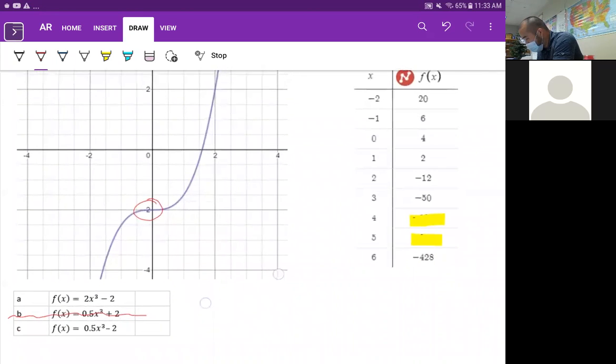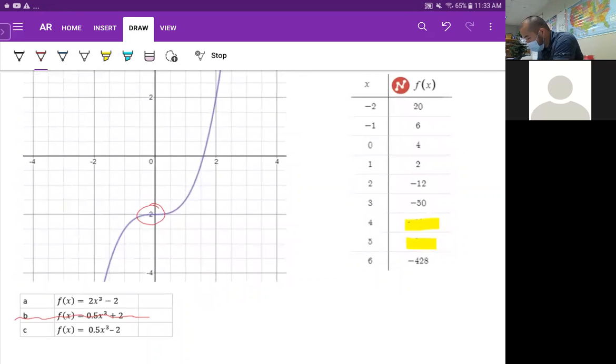So let's just look at f of 2. So for f of 2, we want it to be 2 because that's this point right here. So let's check this out. F of 2 for the first one. So 2 times 2 to the third minus 2. So that's going to be 2 times 8 minus 2, which is 16 minus 2, which is 14, which would be way off this graph. So it's not this one either.